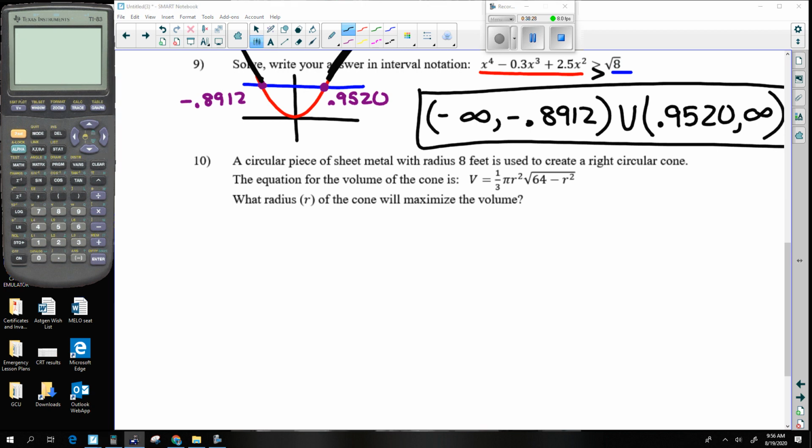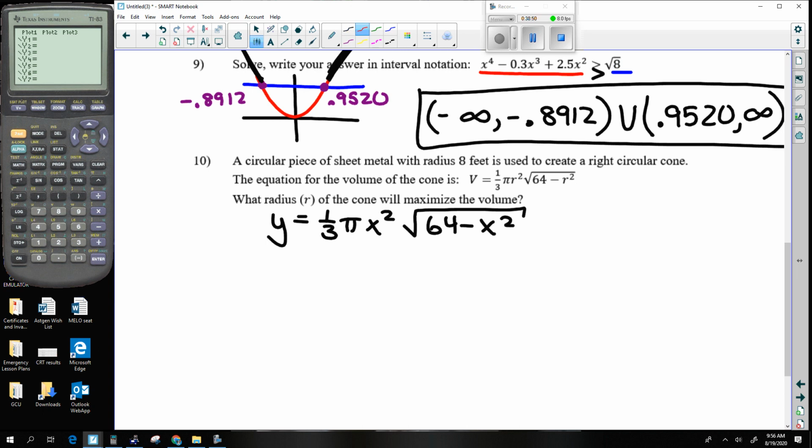So what I'm going to do is graph this. When I go to y equals, in essence, I'm going to be saying y equals 1/3 pi x squared times the square root of 64 minus x squared. So notice what I'm substituting: y is going to represent the volume, and x is going to represent the r.